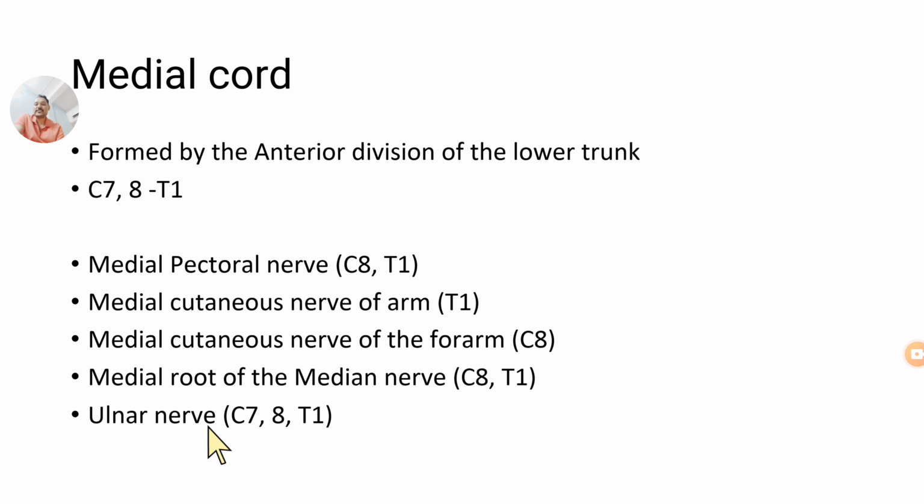Ulnar nerve, C7, C8, T1 value. And this is a very important nerve for the musicians, and that is why this is also known as the musician's nerve. And this supplies the intrinsic muscles of the hand. All your very thread-like, very fine movements of your fingers are under the control of this ulnar nerve. Okay, so this is very important that you understand the ulnar nerve. And the root value of that is C7, C8, T1.